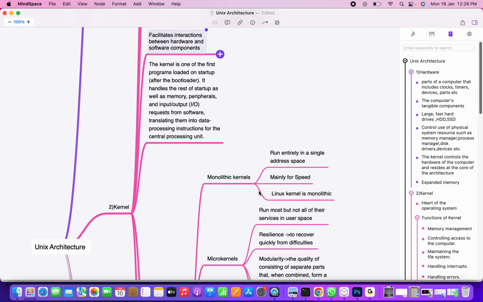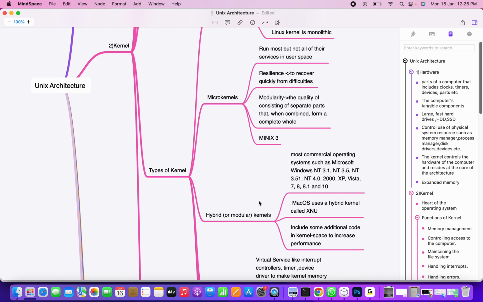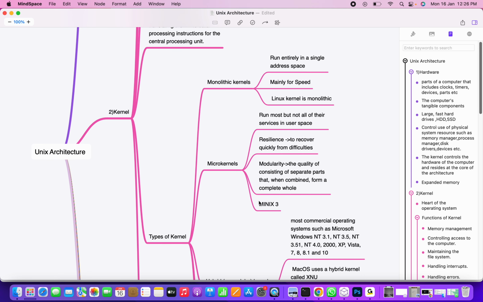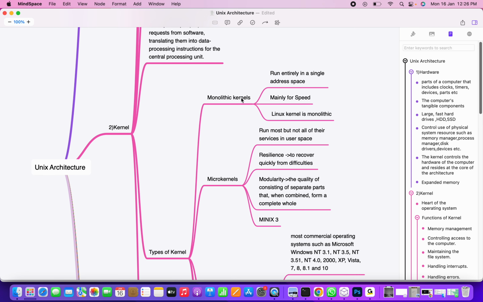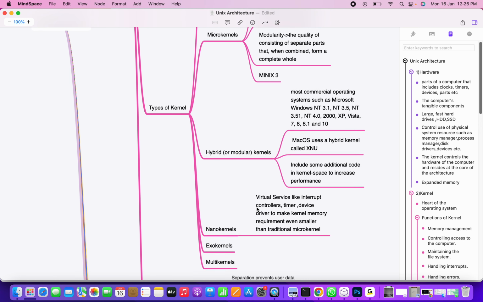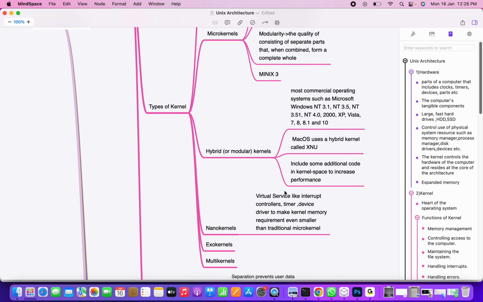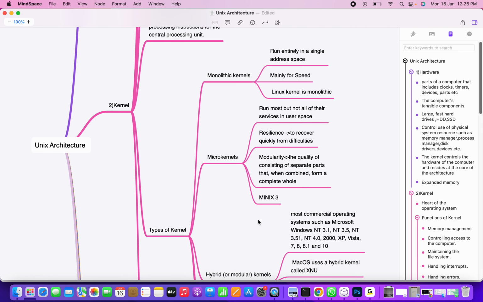The next topic is the types of kernels. There are several types of kernels in the market. We'll see monolithic kernels, microkernels, then hybrid kernels, and then nano kernels, exokernels, and multikernels. So these are the types of kernels.